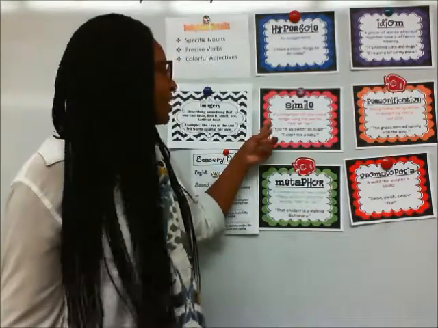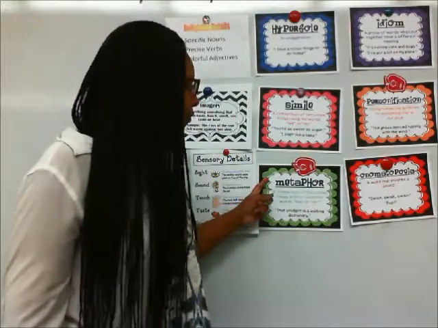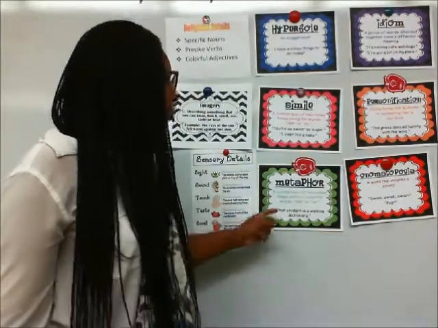Simile or metaphor. A simile compares 2 things using the word like or as. You're as sweet as sugar. And a metaphor compares 2 things without using like or as. The student is a walking dictionary. I could probably use that metaphor for a couple of you.